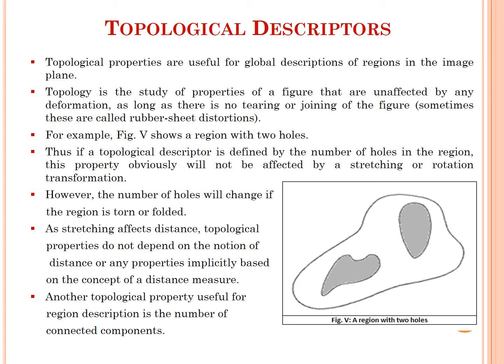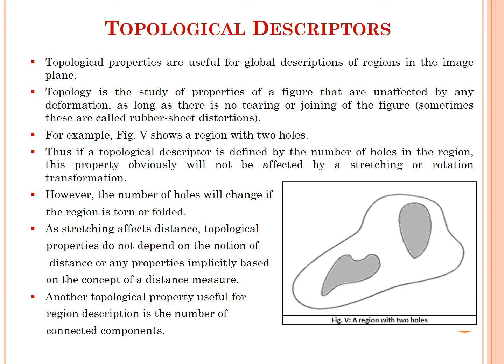Topological descriptors. Topological properties are useful for global descriptions of regions in the image plane. Topology is the study of properties of a figure that are unaffected by any deformation, as long as there is no tearing or joining of the figure. Sometimes these are also called rubber sheet distortion.